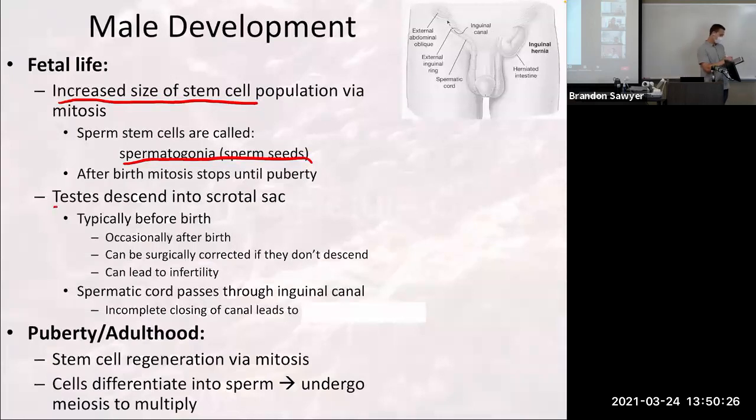Okay, so part of the development is the testes descending into the scrotum. Okay, and this typically happens before birth.